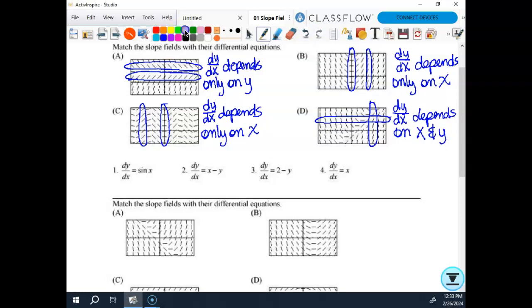So being able to recognize those things is going to help us with these answer choices. So if you look at number 1, this only depends on x, 2 is x and y, 3 is only y, 4 is only x. So this is the only one that depends on x and y, right? Which means my answer, that's D, it has to go with 2. There's only one that depends only on y, that's A, so that has to go with number 3. So then we have B and C for 1 and 4.